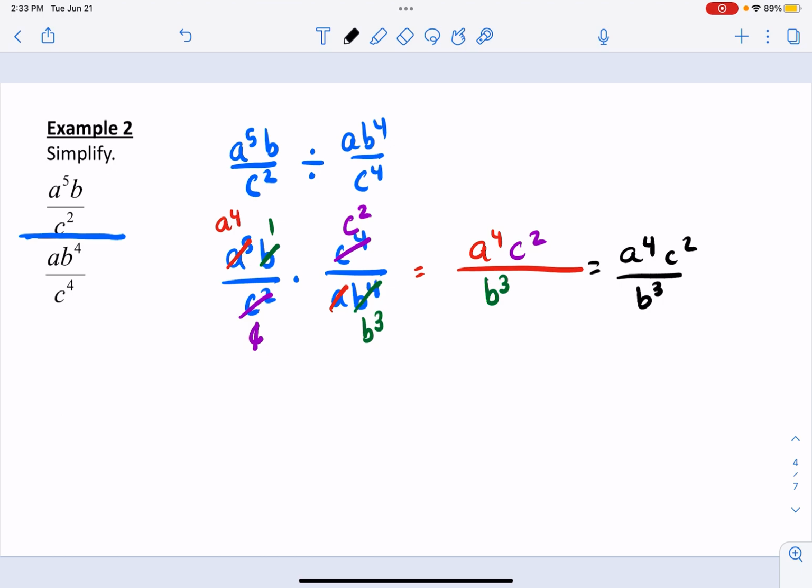And the hard part, if I go back and erase this, is figuring out where that big division symbol is. Okay, so you might want to circle one fraction and circle the other fraction so that you can see the two fractions. That might help you. I don't know. I just came up with that.